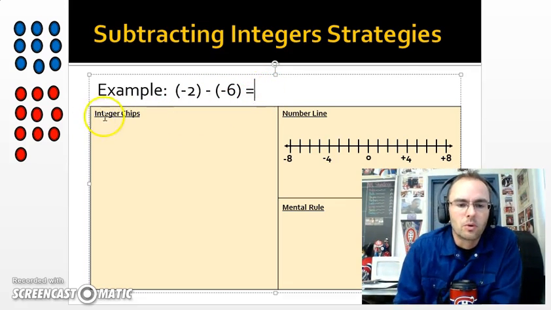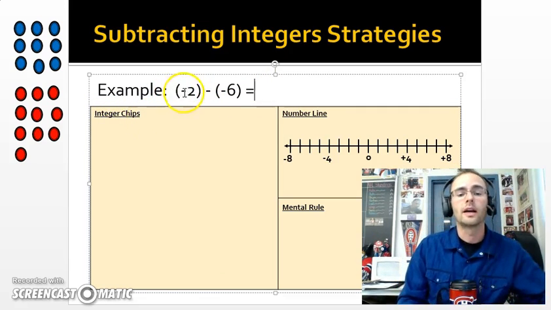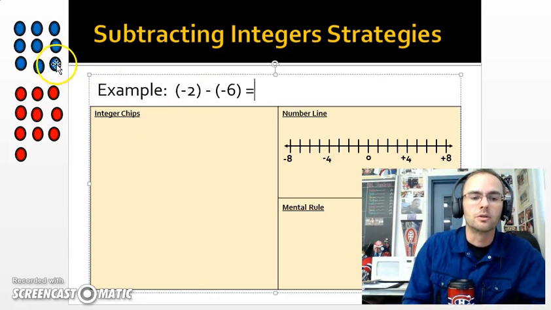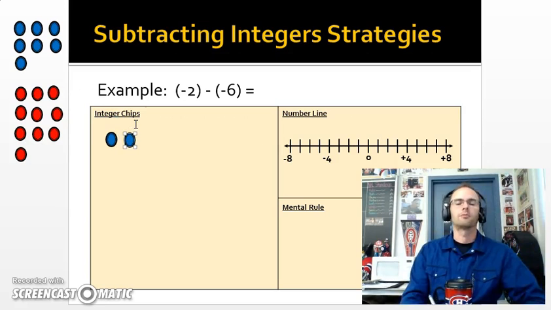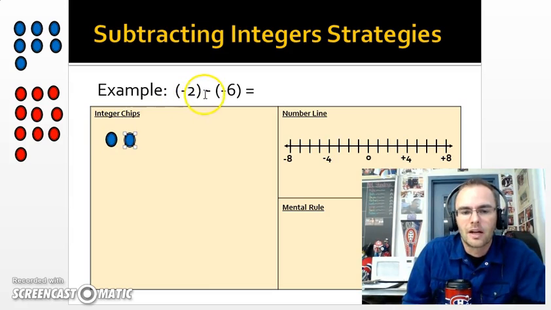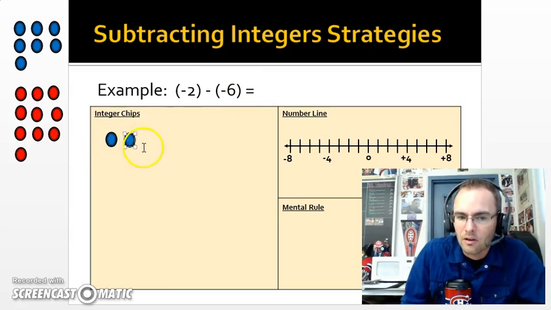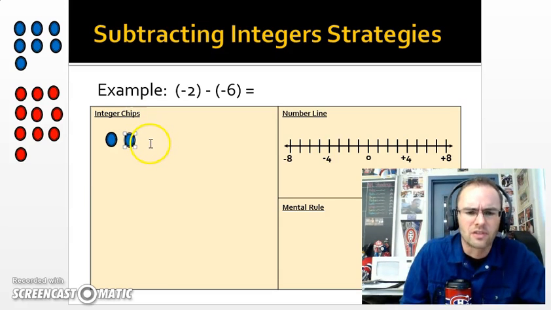Well, first thing I'm going to do is use my integer chips to solve this question. So I have my first integer, -2, and what I'm going to do is represent -2 with my chips. Again, in this case, we're just going to use blue for negative and red for positive because I like to think of temperature. So I have -2 here, and I have to take away -6. Well, I don't have -6 to take away. I only have -2. So how do I solve this? How do I take away -6?